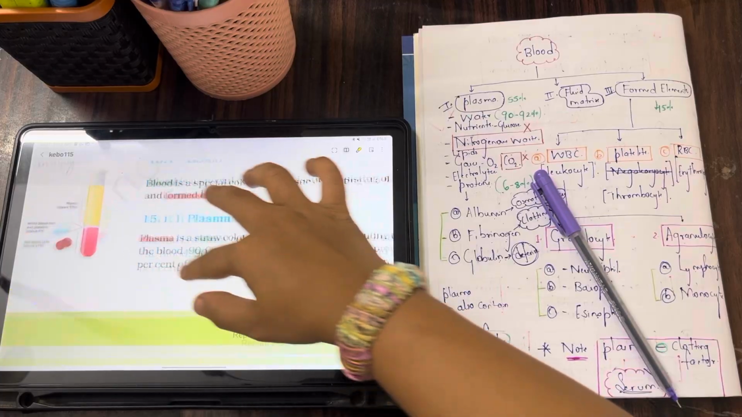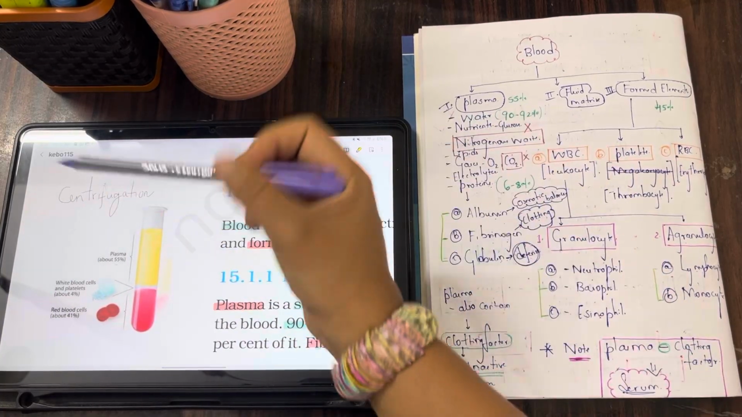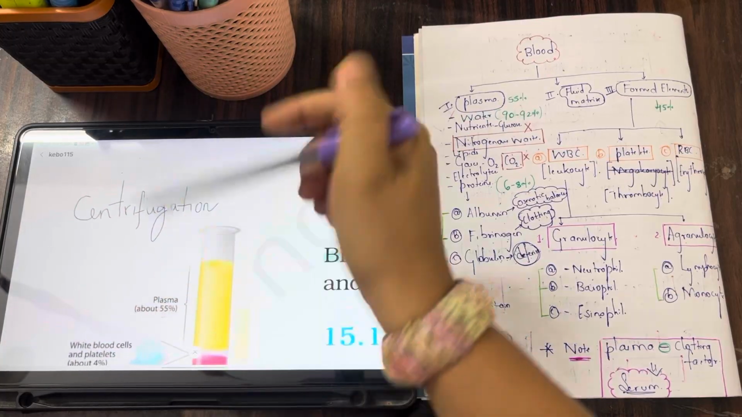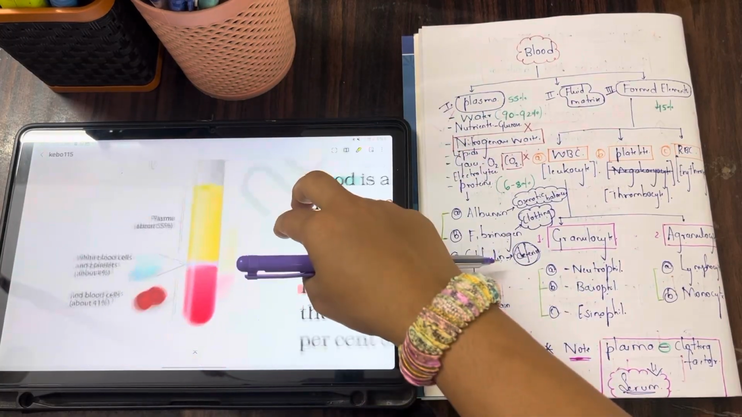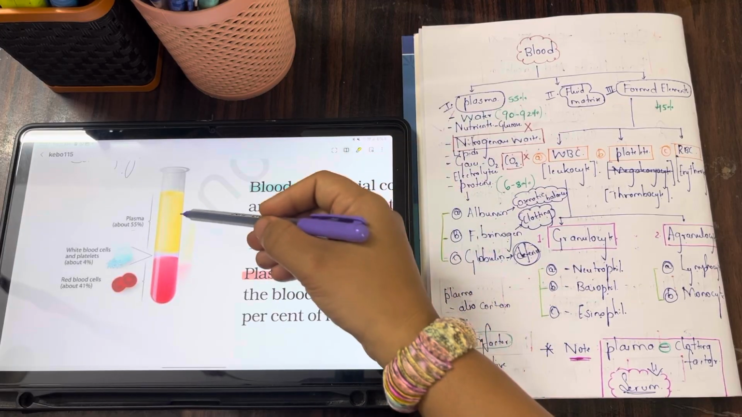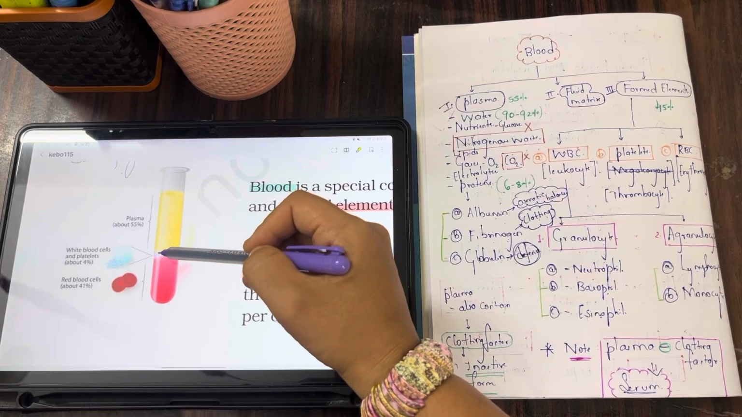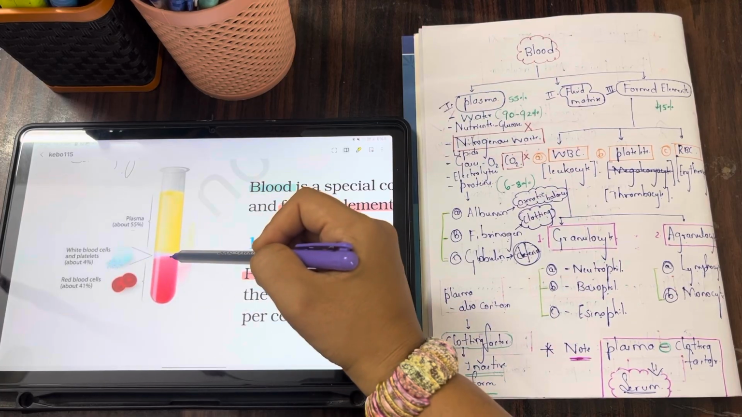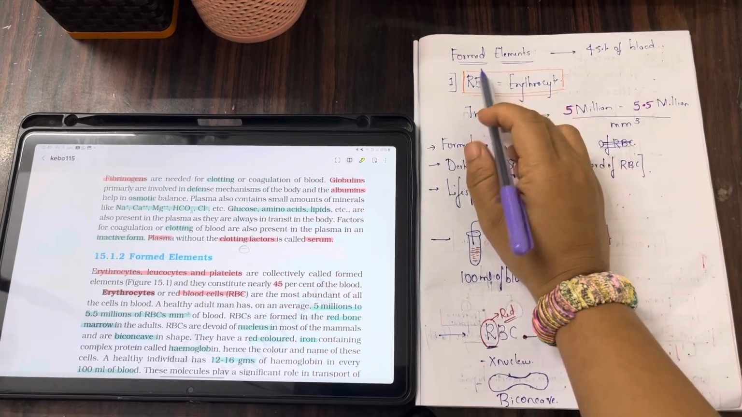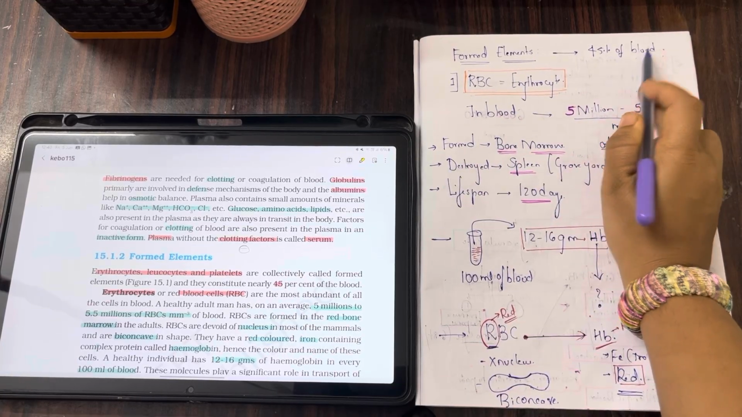So let's see how you can separate these constituents, through a method called centrifugation. When you do that, you get the different components of blood separated. You have plasma, which is straw colored, and you have white blood cells and platelets here, and the red cells.